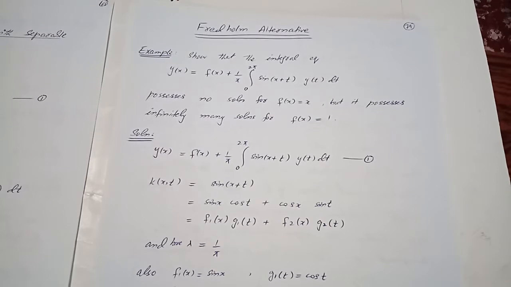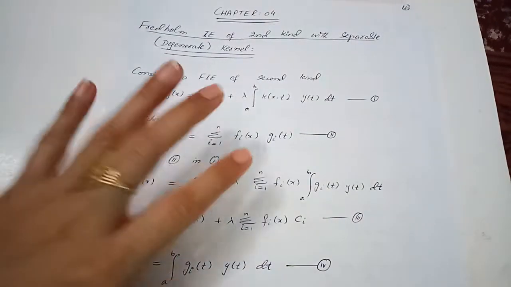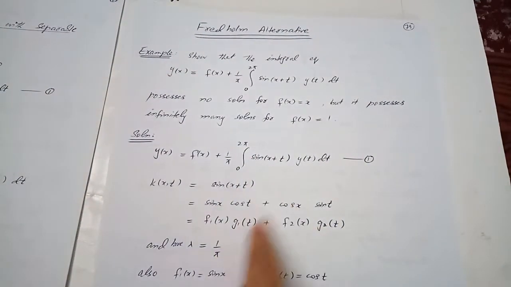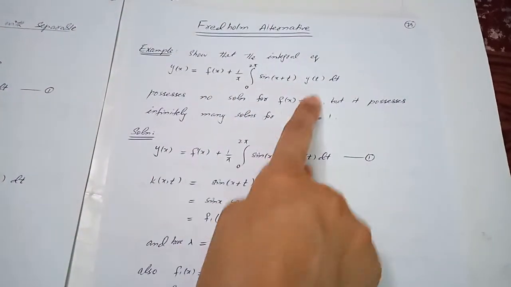In this question, I am going to explain the Fredholm alternative method. This is the same way as we did in the start of chapter number 4, the general method. I'm going to revise it again here for this example. So consider this integral equation that is given to you.